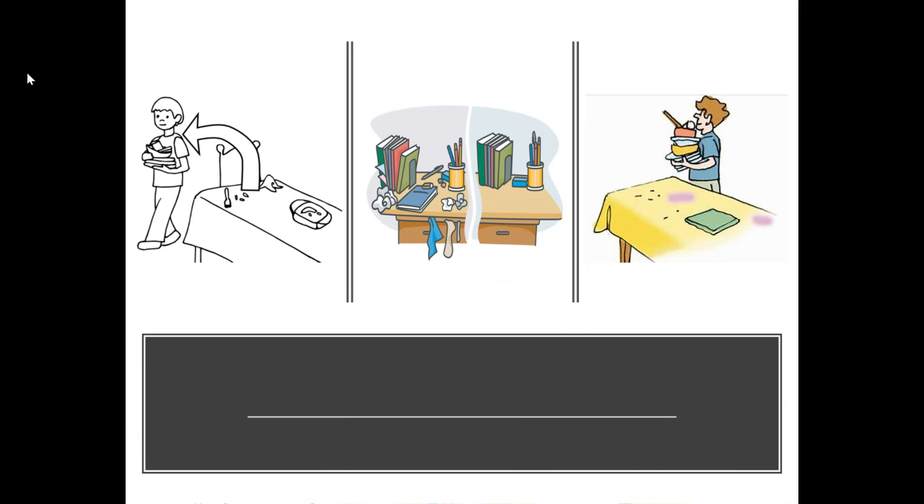Next group of pictures. What do you notice or see? I notice or I see. Well, in the first picture, I notice a boy is clearing the table or taking things away from the table. In the next picture, I see a desk that was very messy and then it became clean and didn't have as much clutter on it.